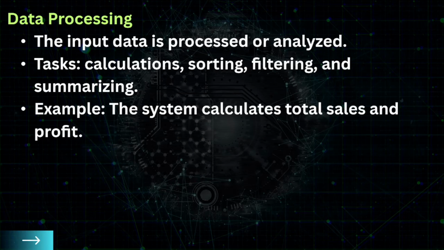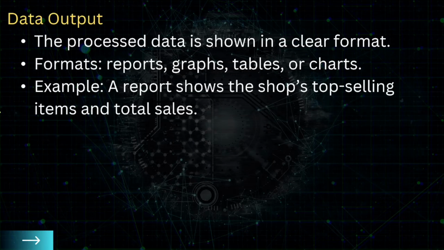Next one is data processing. What is data processing? After giving the input, data is supposed to be processed or analyzed. Why does it have to be analyzed, as we discussed? Because you have to take decisions based on that. The tasks are calculation, sorting, filtering, and summarizing. All these are examples of processing. Example, the system calculates the total sales and profit.